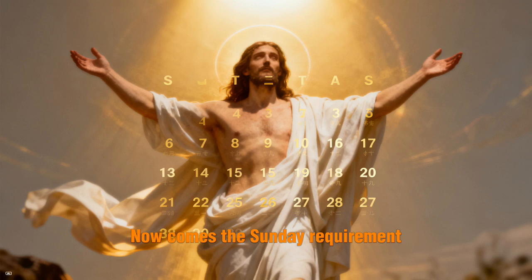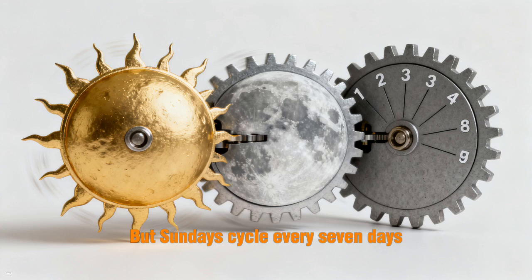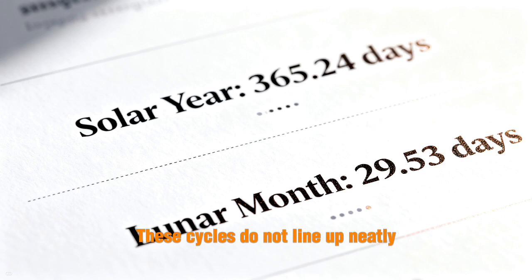Now comes the Sunday requirement. Easter must fall on a Sunday because the resurrection, according to the Gospels, occurred on a Sunday. But Sundays cycle every 7 days, independent of lunar or solar events. So now we are juggling 3 different cycles: the solar year, the lunar month, and the 7-day week. These cycles do not line up neatly.